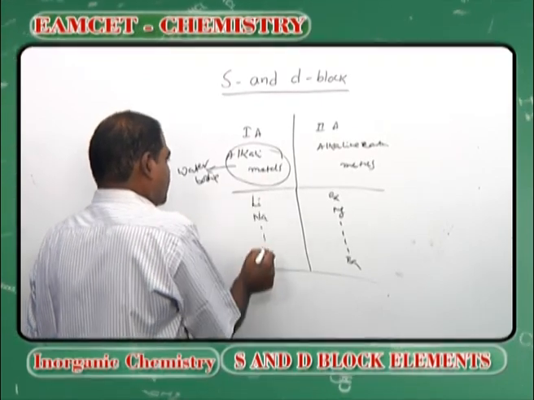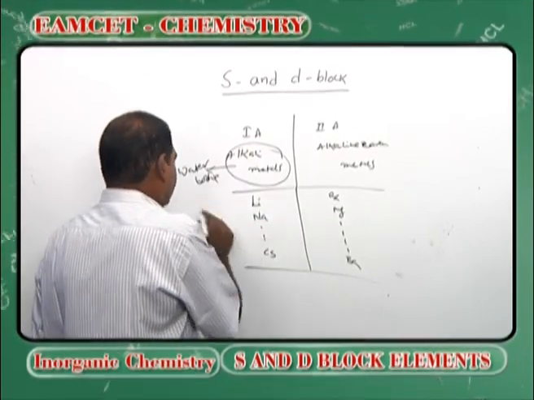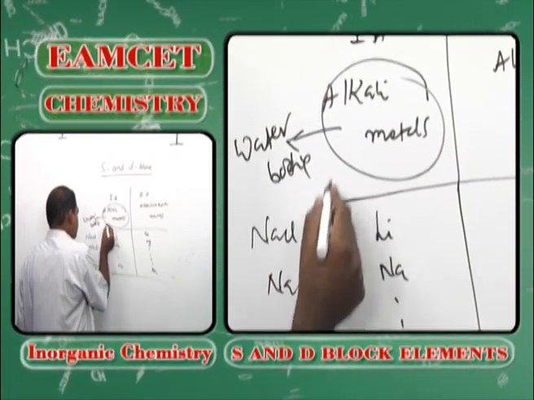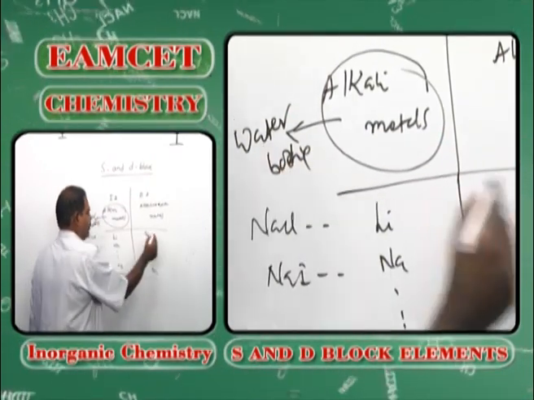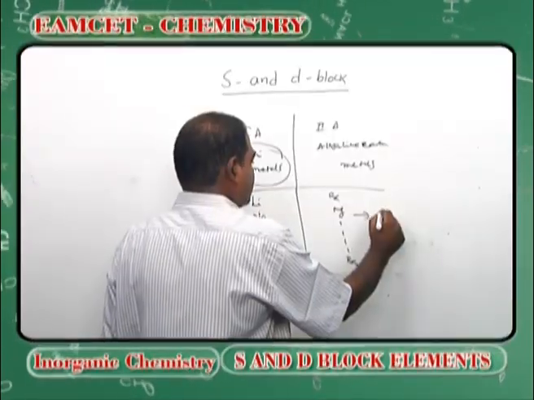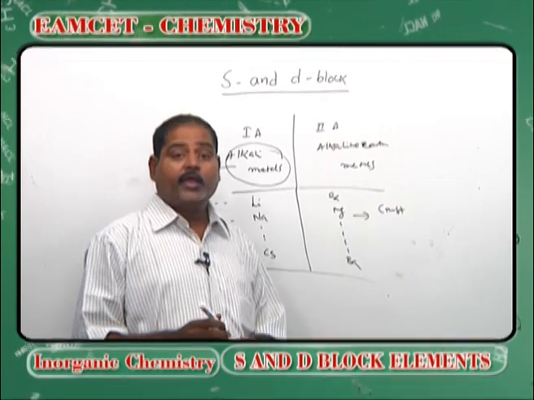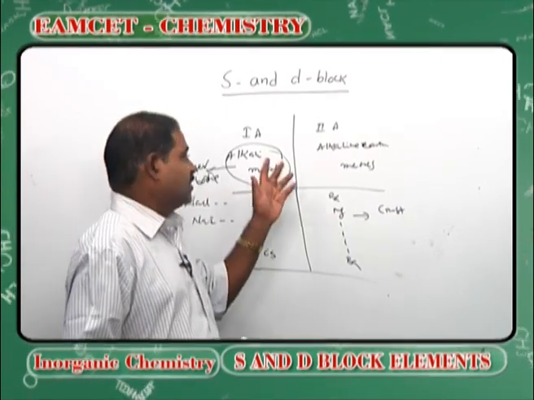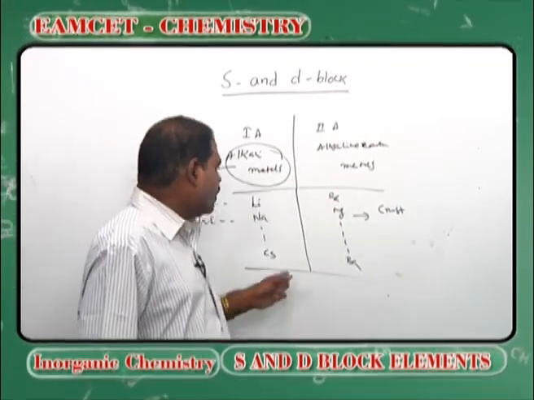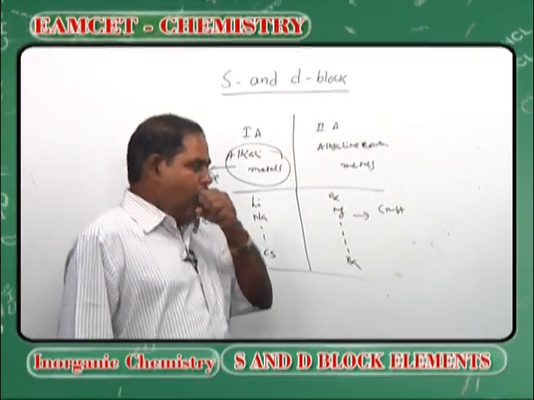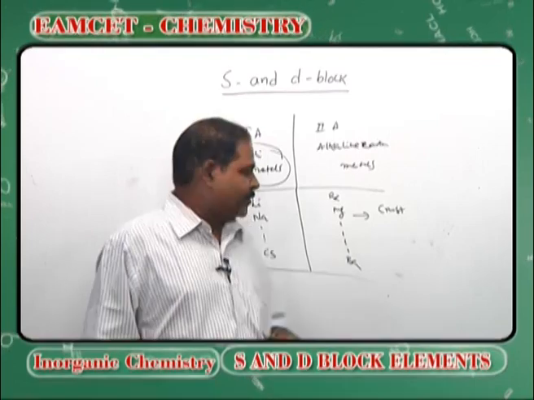Compounds of alkali metals, NaCl, NaI, etc., you find them in water bodies, whereas you find the alkaline earth compounds in Earth's crust, other than water. Why? The name suggests that alkali metal compounds are water soluble and the others are less soluble. Their compounds are not soluble in water.